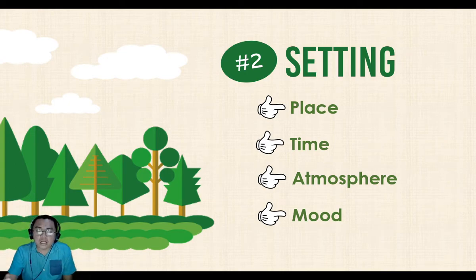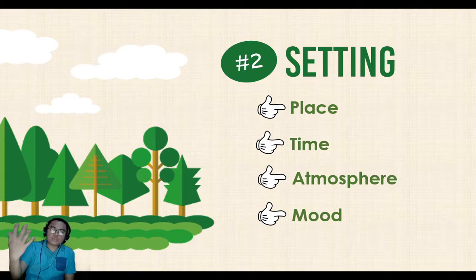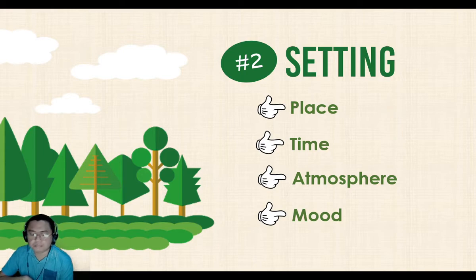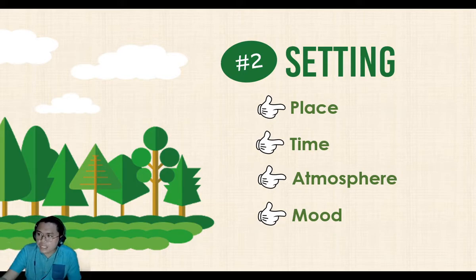The atmosphere is the atmosphere around the setting. Is it hot? Is it cold? Is it raining? Is it sunny? Is it dark? So that is the atmosphere. Those are examples of atmospheres in the story. And the mood is the sadness or the happiness of the surroundings. So, does the rain make it happy or sad? So that's the mood of the story. So those are also parts of the setting. Next one. So far, so good?